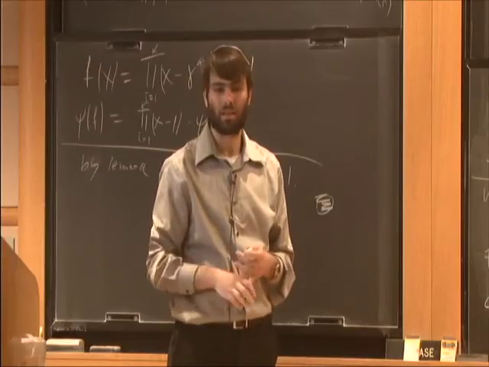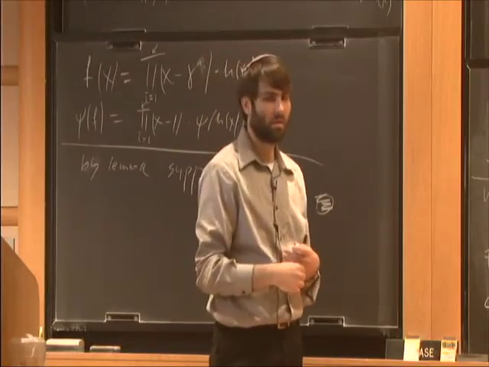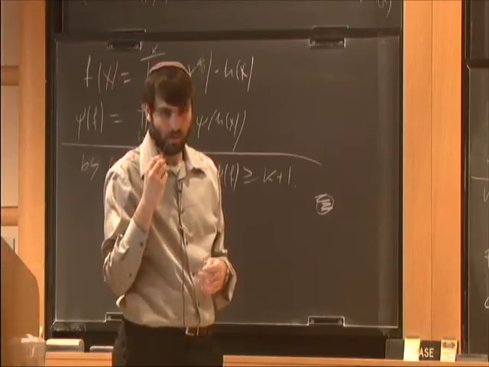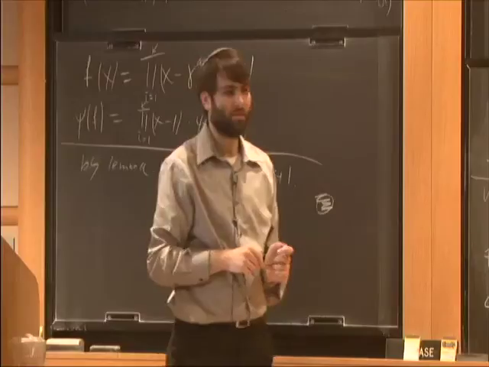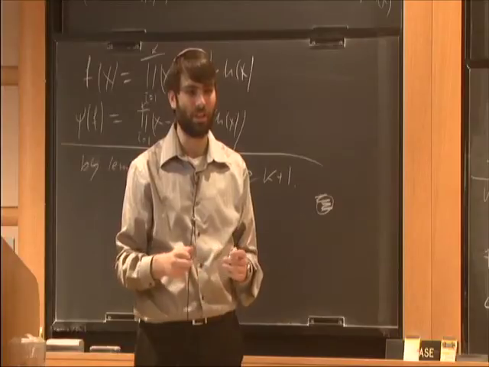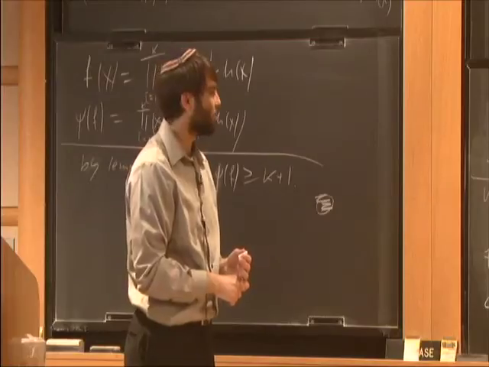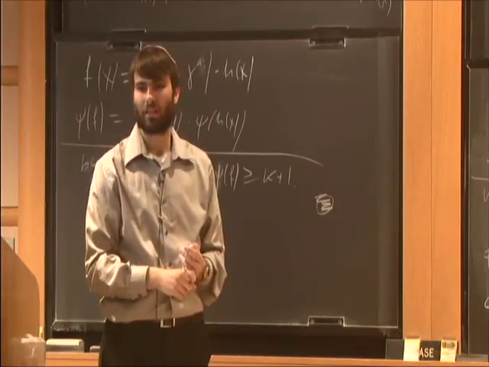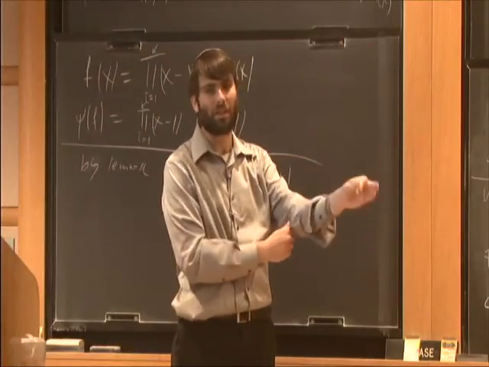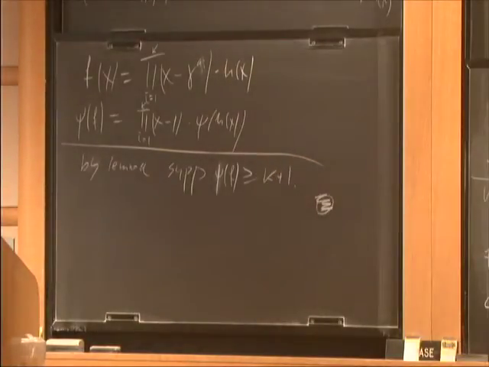Is there some sort of robust version of this? What do you mean robust? I mean, instead of looking at the support, you look at the set on which the absolute value is bigger than epsilon. Yes. There is a robust version, and there are about 10 papers which, at least I saw, have discussed this robust version. It's a good question.